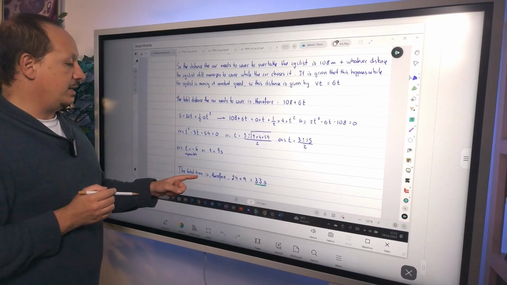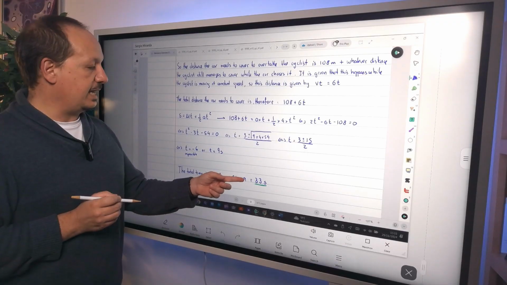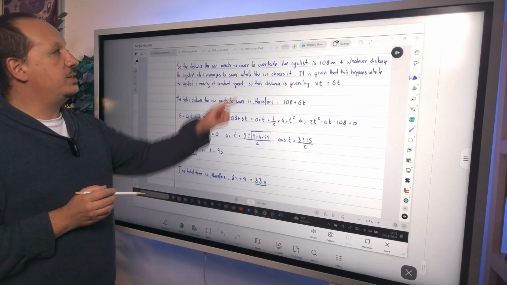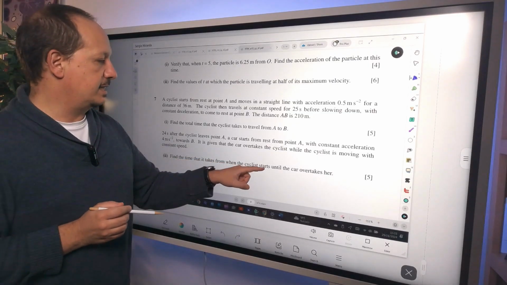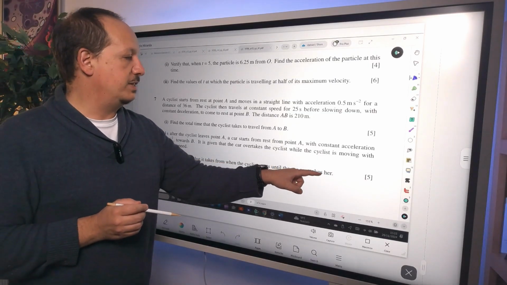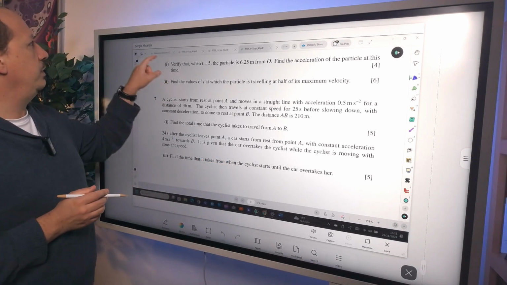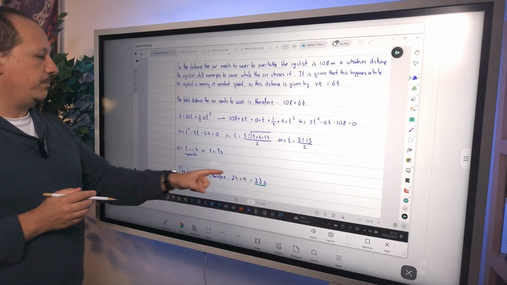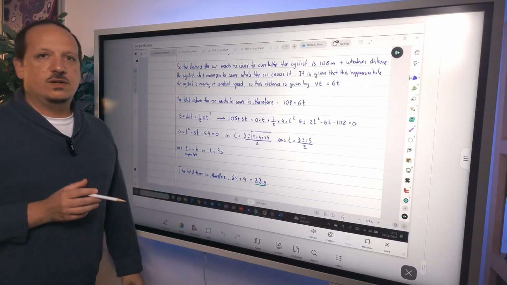The total time is therefore the 24 seconds that the cyclist moved plus 9. So that is 33 seconds. Don't forget that the time that you were asked, it takes for when the cyclist starts until the car overtakes her. So the time starts counting when the cyclist starts moving. So that's basically the 24 plus the 9 that you just calculated, which is 33.